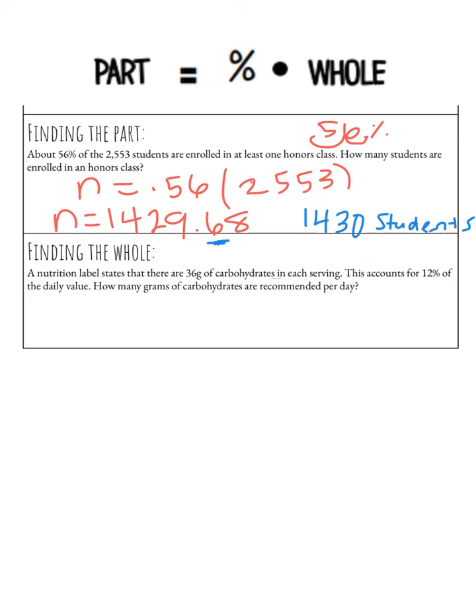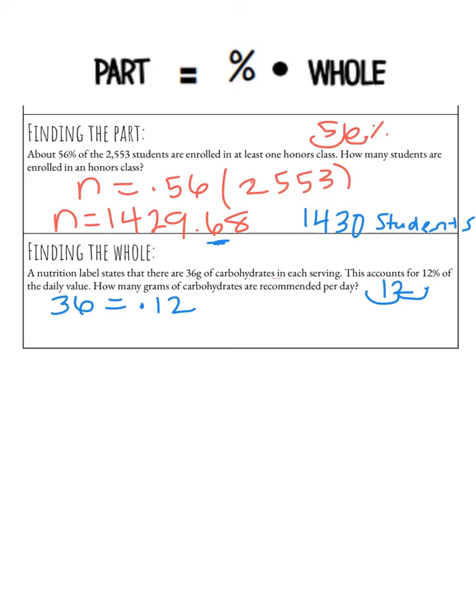And our last problem here, we are solving for the whole. So the problem reads, a nutrition label states that there are 36 grams of carbohydrates in each serving. This accounts for 12% of the daily value. How many grams of carbohydrates are recommended per day? So 36 carbs would be our part. So I'm going to say 36 is equal to, and our percent in this problem is 12%, and I'm going to change that to a decimal. So again, I'm going to move 2 places to the left, which is going to give us 0.12.